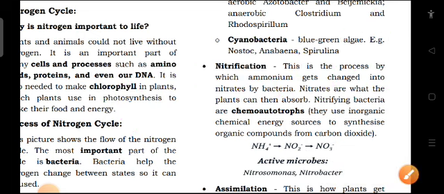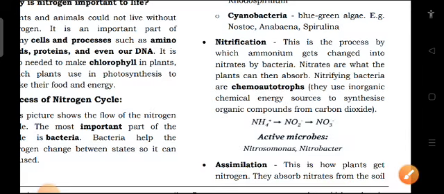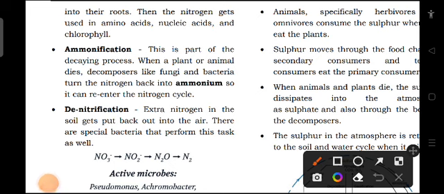Now the next process is assimilation. This is how plants get nitrogen. They absorb nitrate from the soil into their roots. Then the nitrogen gets used in amino acids, nucleic acids and chlorophyll. So here assimilation happens for plants to consume them and use them easily.